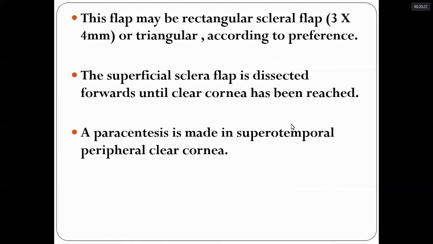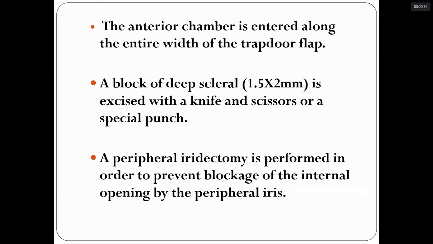one, according to our choice. The superficial scleral flap is dissected forward until clear cornea is reached, and a paracentesis is made in the superotemporal peripheral clear cornea. The anterior chamber is entered along the entire width of the trapdoor flap, and a block of deep sclera, that is 1.5 into 2 millimeter, is excised with a knife and scissors or with a punch.